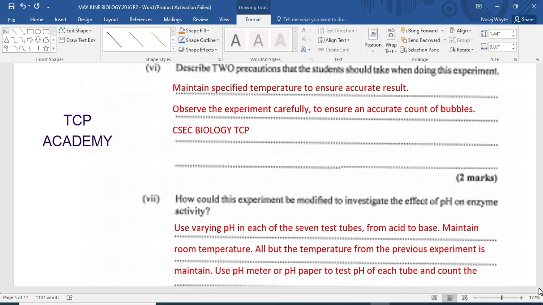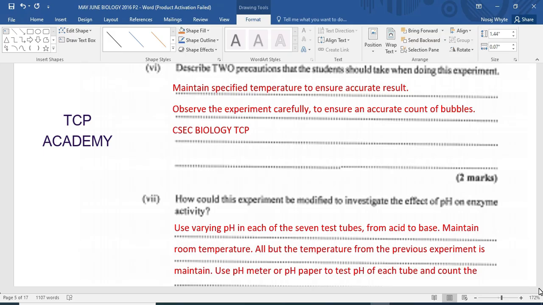is maintained. So we're going to keep the crushed Irish potato. We're going to keep the 1% hydrogen peroxide solution. We're going to put all this in the mixture. We're just going to change temperature, and in this case we're going to be putting in pH and varying pH.